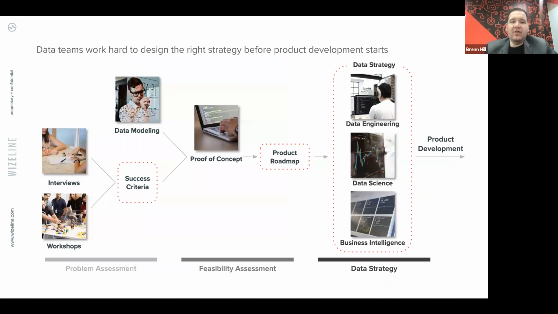So you want to start with interviews, workshops, your internal team. You want to start doing data modeling. What is your data supposed to look like? And this is things your team will need. So you need people who can come in and do data modeling. You do your proof of concept for your data structure, and then you bring in the data engineering, data science, and business intelligence people, and then they can work for your product development.